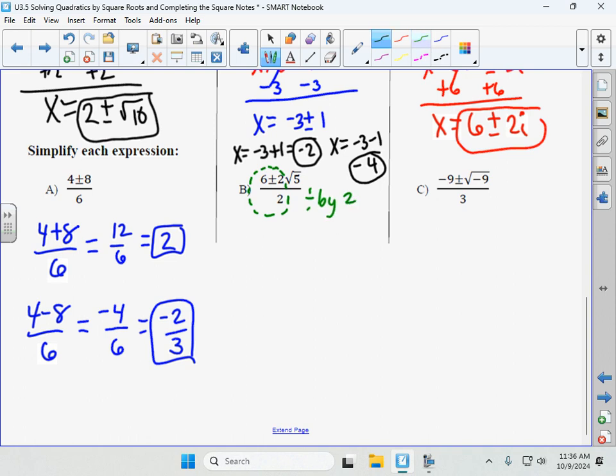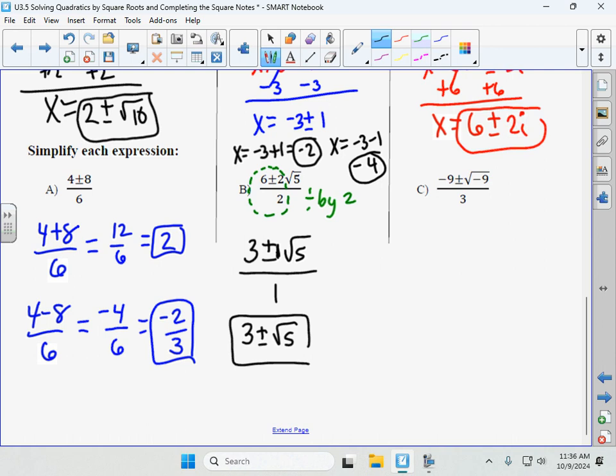So 6 divided by 2 is going to be 3, plus or minus. 2 divided by 2 is 1, and then radical 5. So there's really a 1 in front. You don't have to put it. If you want to put it, you can. And then that's all divided by 2 divided by 2 is 1. All right, so again, this would just look a little cleaner if you rewrite it like this. 3 plus or minus root 5.